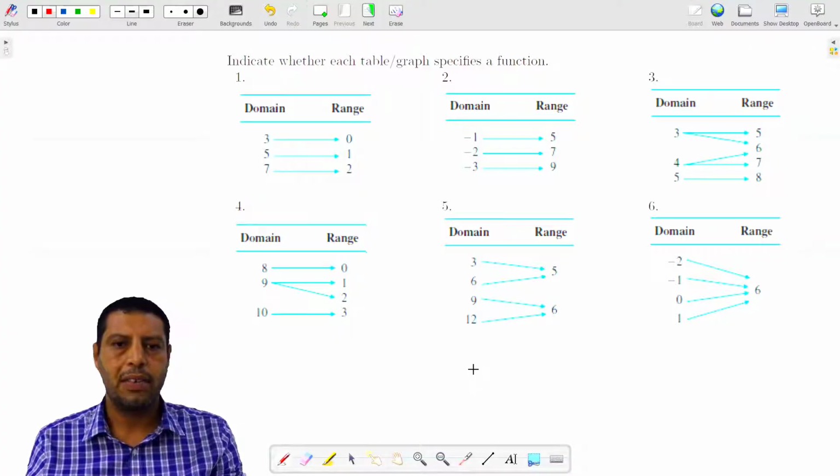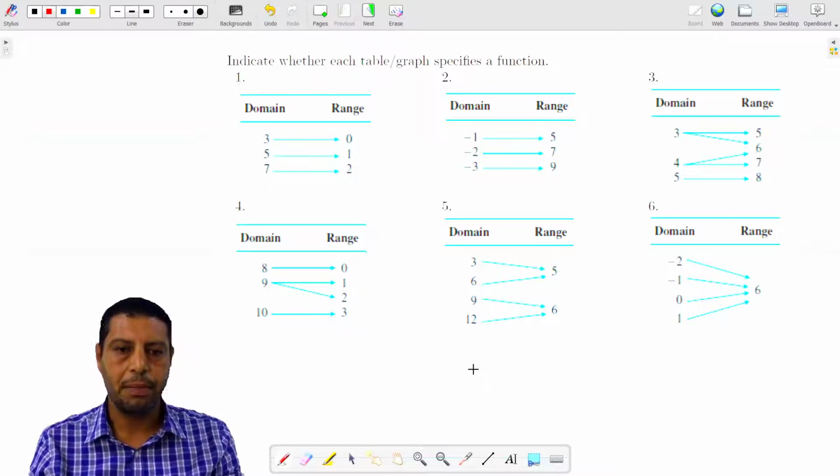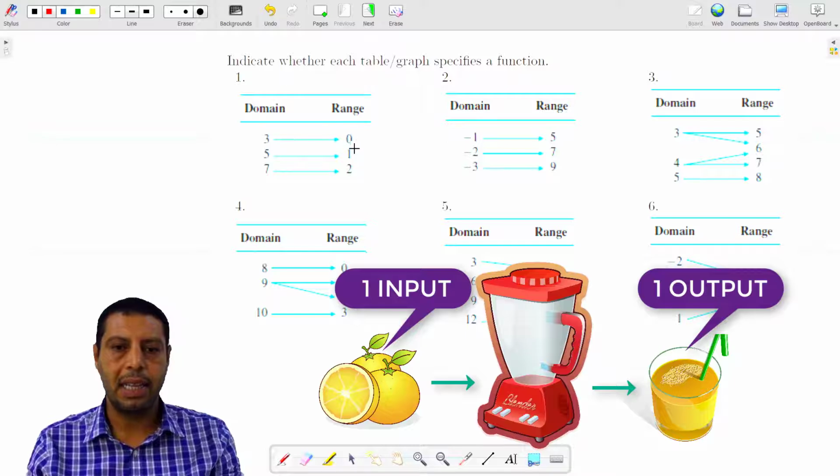Welcome to this new activity in which we'll deal with functions definition. So the question here is indicate whether each table or graph specifies a function. Let's start with the first 6 ones, which are tables. In the first one, we can see clearly that each input here has exactly one output, so it defines a function.